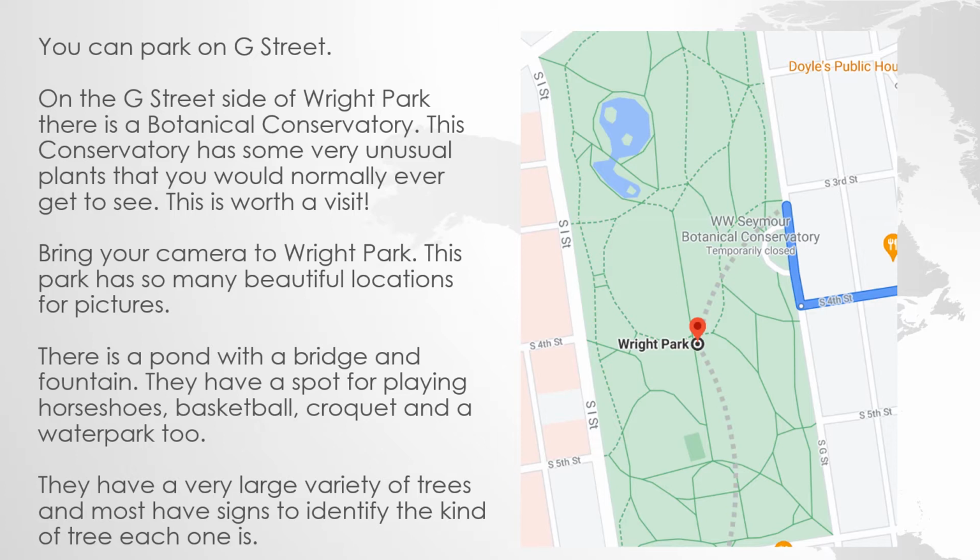There is a pond with a bridge and fountain. They have a spot for playing horseshoes, basketball, croquet, and a water park too. They have a very large variety of trees, and most have signs to identify the kind of tree each one is. It's a pretty cool park.